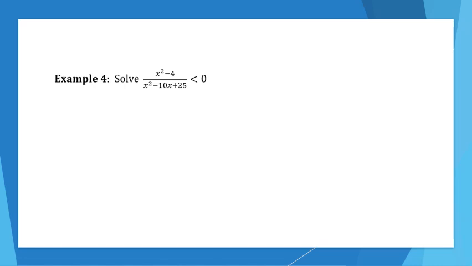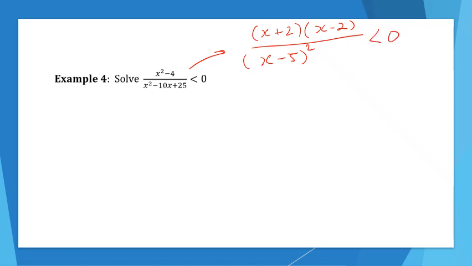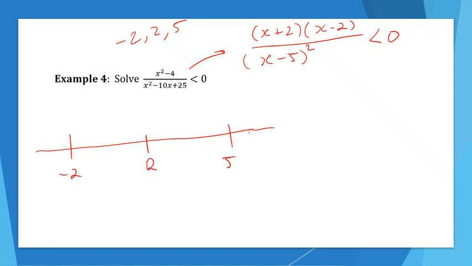Example number 4 and 5, pause the video now because I'm about to go over these. Here we want it in factored form, so this is going to be x plus 2, x minus 2, all over, this should be x minus 5 squared, I'm pretty sure. Yep, is less than or equal to 0. So our critical numbers are -2, 2, and +5. So plotting those here. And then finding our points that we can test. So 0, 3, 6, and -3.